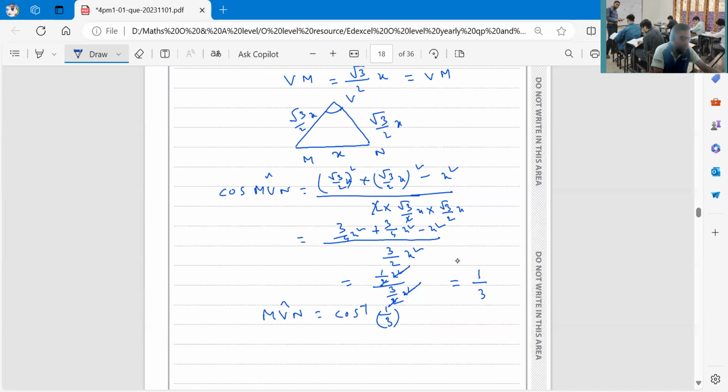Cos inverse 1 by 3, that will be 70.5 degrees. And the question asks you to give one decimal place. So the answer is 70.5 degrees, and give the degree sign. So this is the answer for MBN.